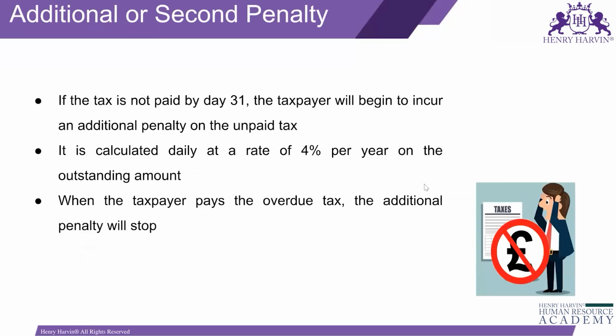Now, the additional or second penalty. If the tax is not paid by day 31, after the 30th, the taxpayer will begin to incur an additional penalty on the unpaid tax. It is calculated daily at a rate of 4% per year on the outstanding amount. So this calculation is based on the annualized rate. When the taxpayer pays the overdue tax, the additional penalty will stop.